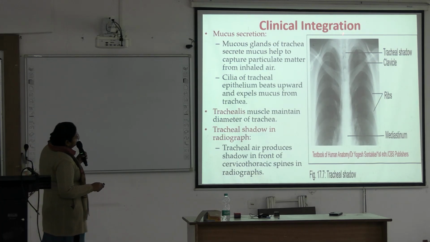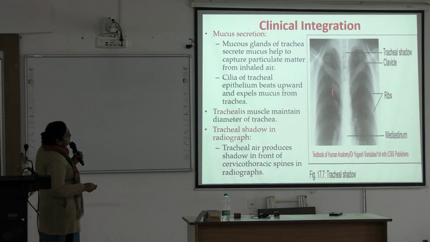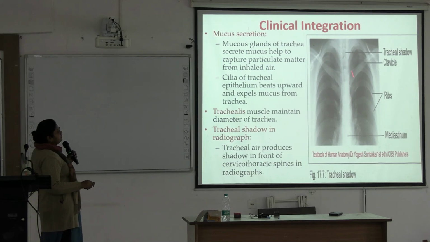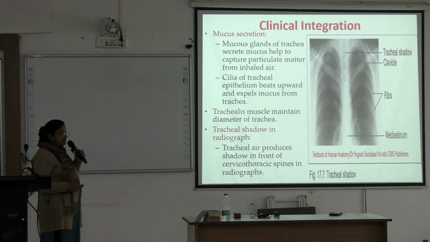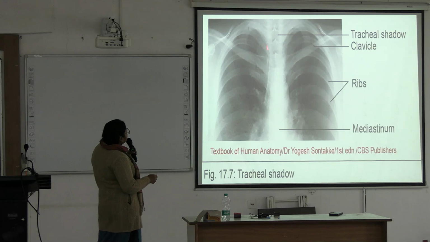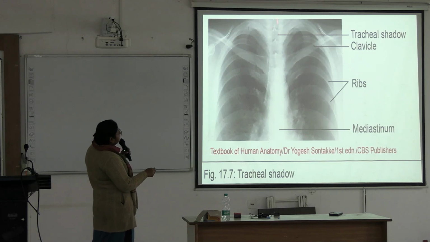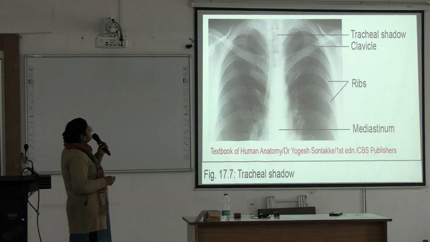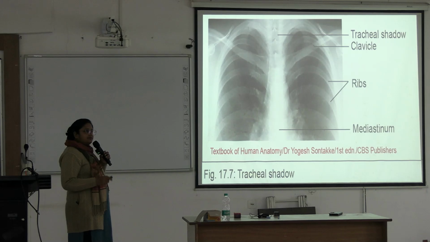And how will we see the tracheal shadow in the radiograph? See the black shadow overlapping the spine of the vertebra. This is tracheal shadow. The tracheal air produces shadow in front of cervicothoracic spines in the radiograph in this region. Okay, in the upper thorax only you will see. So this is tracheal shadow. Here you can see this part, the black tube-like shadow, that is tracheal shadow. And these are the shadows of the spines of the thoracic and cervical vertebrae. Okay, understood?